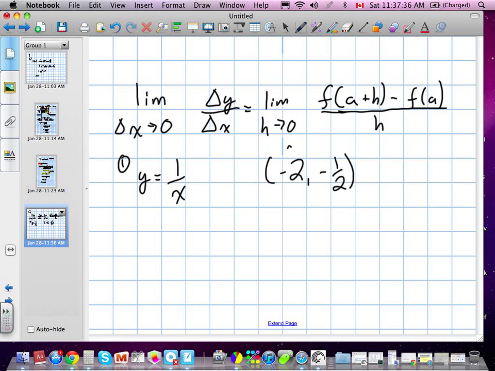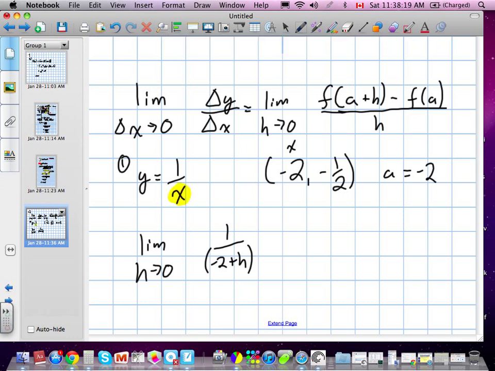So essentially your idea then becomes the limit as h approaches 0 of the function of a plus h. Our a, or our x, usually they refer to it as x plus h, but a in this one is -2. So our idea here is 1 over -2 plus h. We've now replaced the x with that. We put it into that function. Subtract, the same idea, that function is 1 over, again, the x is just -2 in this one.